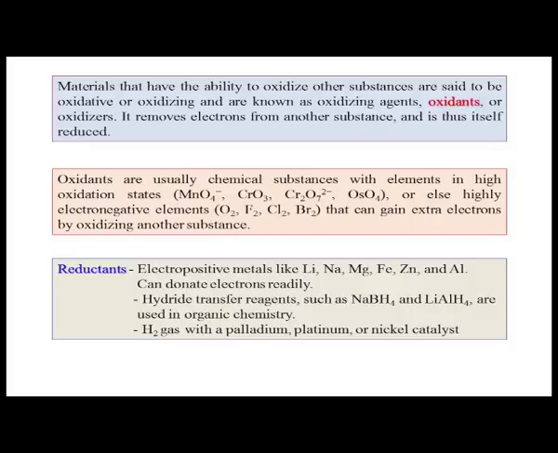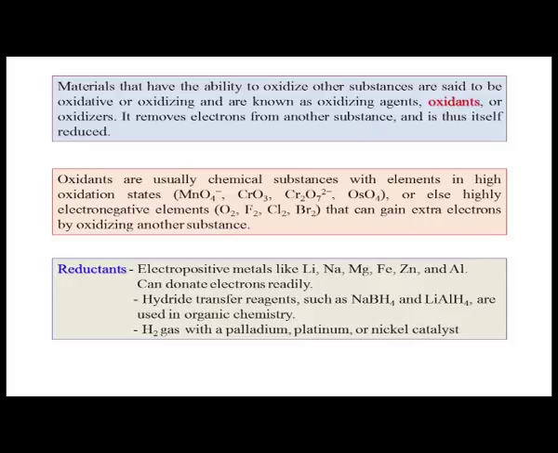So, what does it do? It basically removes electrons from the other system or the other substance. When it gets electrons, that oxidant is itself reduced. So, thus it itself is reduced. If we look at some examples of oxidants, you should also characteristically know them, because in our next class we will see them.